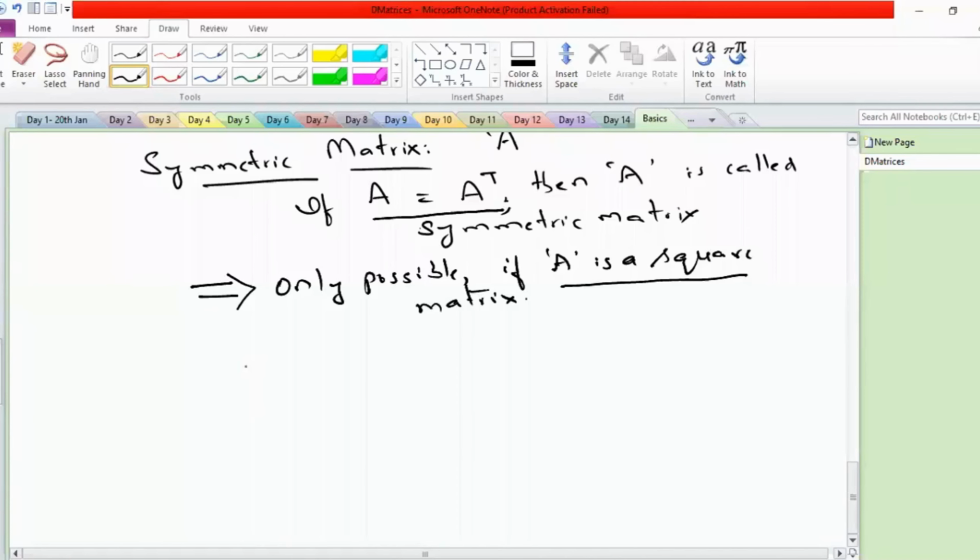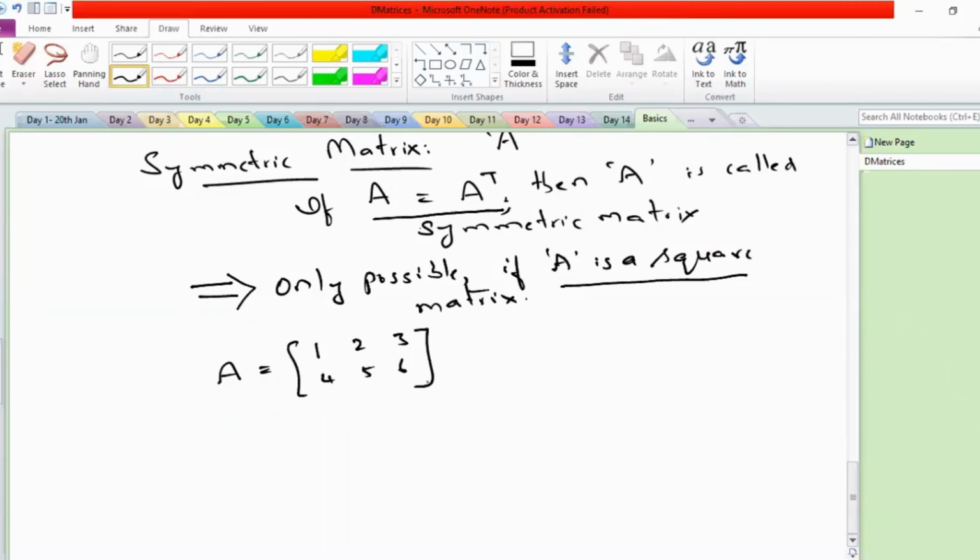For example, let's say A is 1, 2, 3, 4, 5, 6. So if I do A transpose, what will happen? It is 1, 2, 3, 4, 5, 6. So A is not equal to A transpose. That means A is not a symmetric matrix. Friends, very simple. Are you with me?